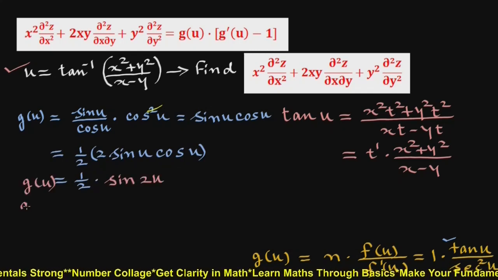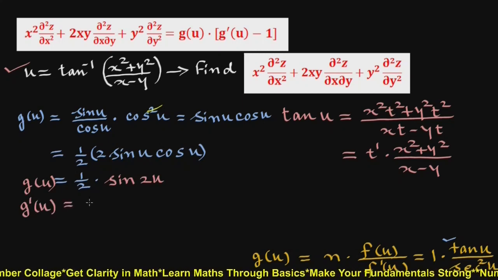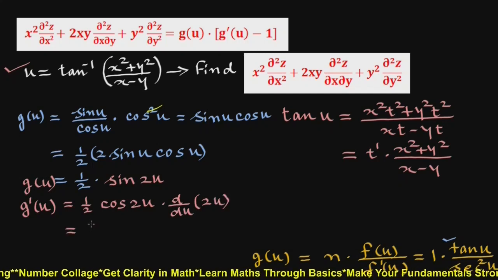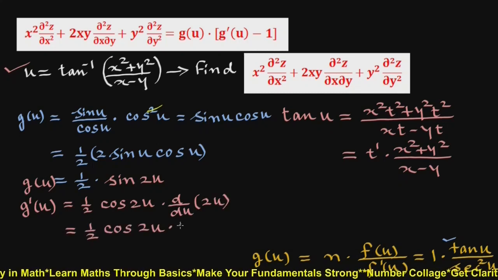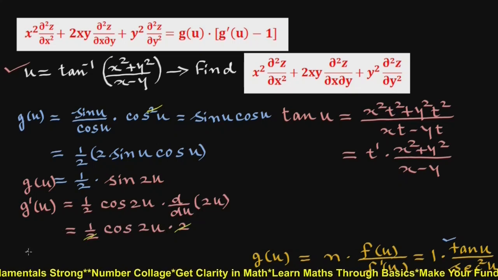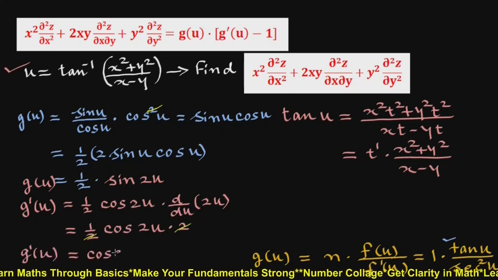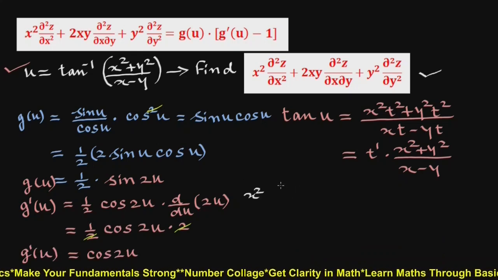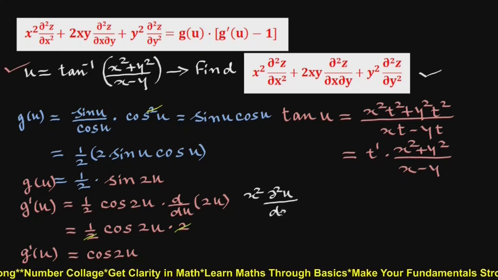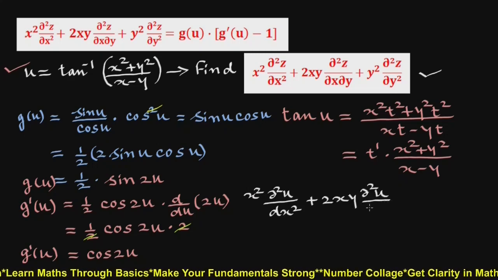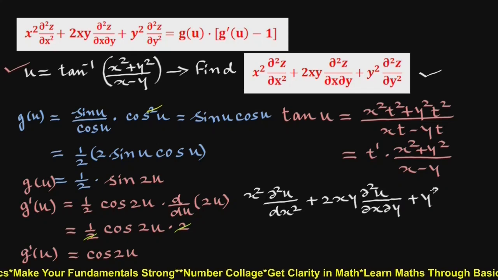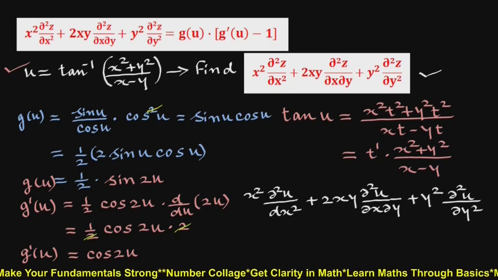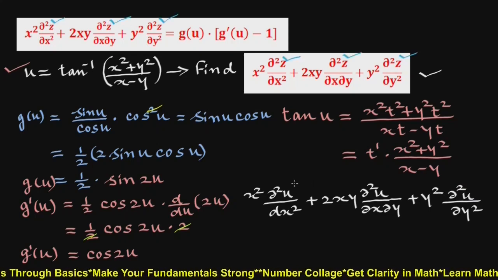This is g(u), and g'(u) will be half cos 2u into d by du of 2u, which is half cos 2u into 2. Cancelling 2, g'(u) is cos 2u. Now going back to finding the value of x square ∂²u/∂x² plus 2xy ∂²u/∂x∂y plus y square ∂²u/∂y². Please note, we have replaced this z by u.